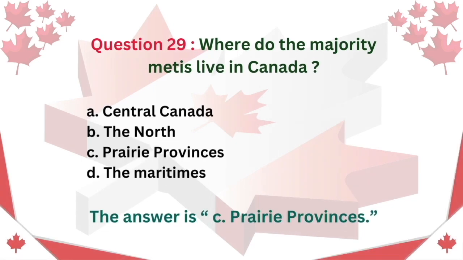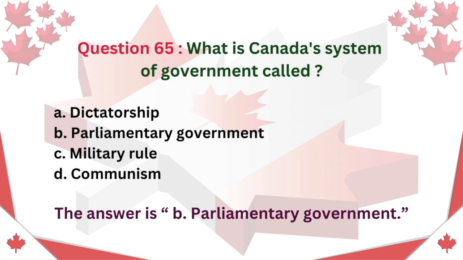Question 29. Where do the majority of Métis live in Canada? A. Central Canada. B. The North. C. Prairie Provinces. D. The Maritimes. The answer is C. Prairie Provinces. Question 65. What is Canada's system of government called? A. Dictatorship. B. Parliamentary government. C. Military rule. D. Communism. The answer is B. Parliamentary government.